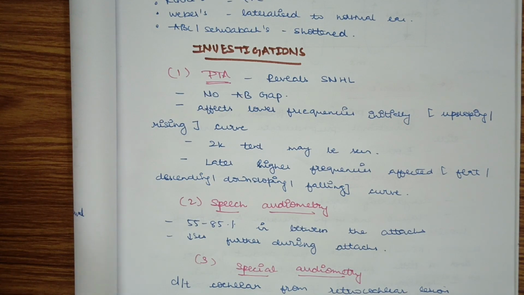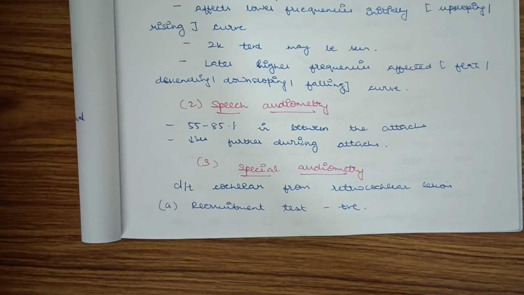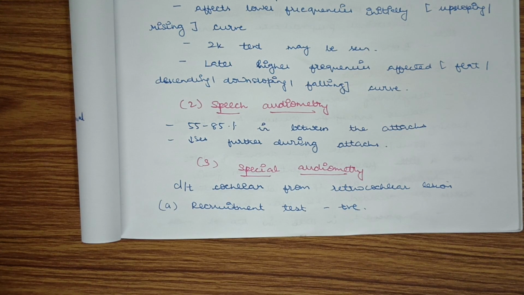At 2000 hertz, a tent or increase in hearing at a particular frequency may be seen. Later, higher frequencies may also be affected, leading to a descending, downsloping, or flat type of curve. So this is the type of curve seen in pure tone audiometry, which is ascending type in initial stages. Speech audiometry is 55 to 85 percent in between the attacks, but will decrease further during the attacks as the hearing loss worsens.